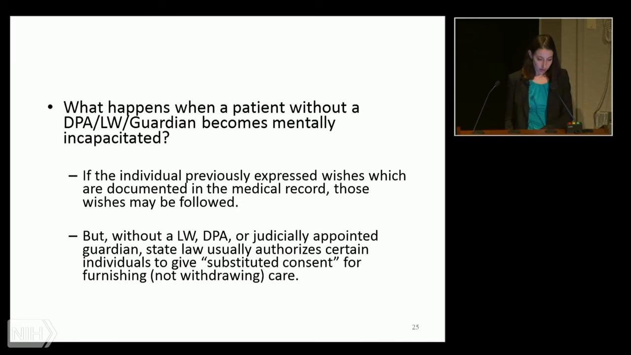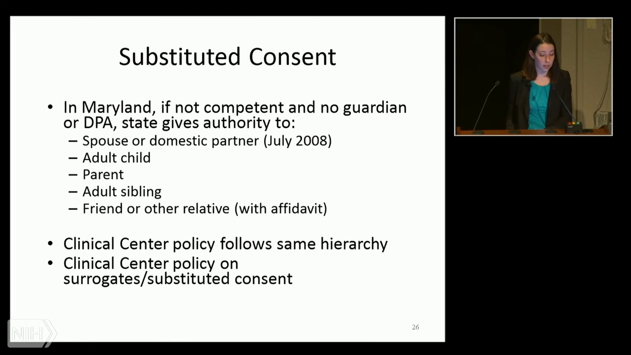So now let's talk about what happens when somebody is a patient without a guardian, without a durable power of attorney, without a living will, and then they become mentally incapacitated. So if they've expressed their wishes previously, and certainly if they're documented in the medical record, clinicians can follow those wishes. Without them, then there are certain ways for state law in particular to authorize individuals to give substituted consent for furnishing but not withdrawing care.